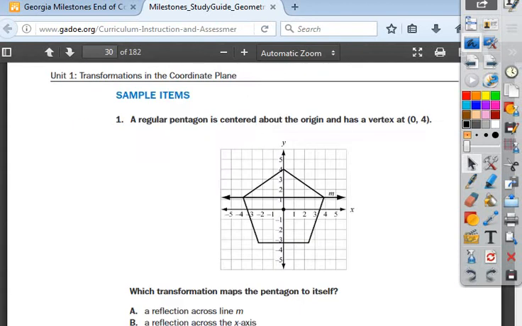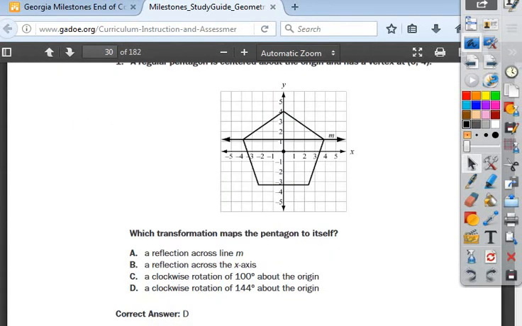So a pentagon, how many angles can I make? 5. There's 1, 2, 3, 4, 5. So what would I do with that 5? Divide 360 by 5. What is that? 72. So every 72 degrees would work.